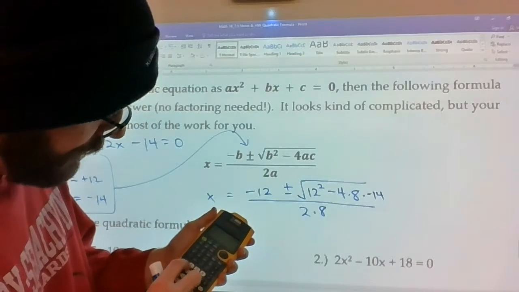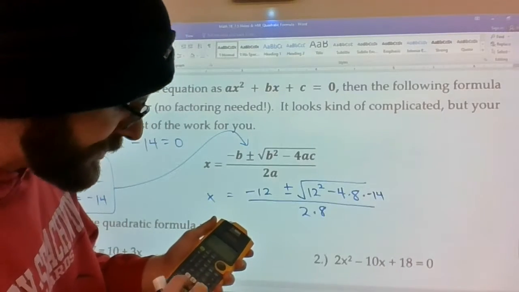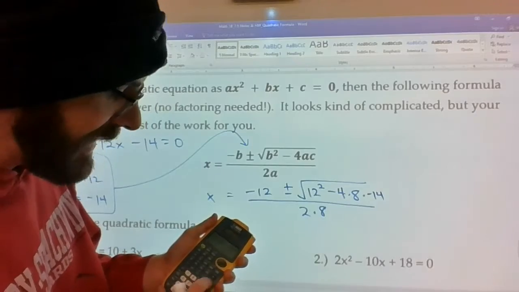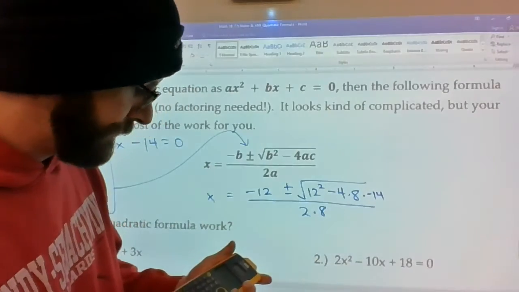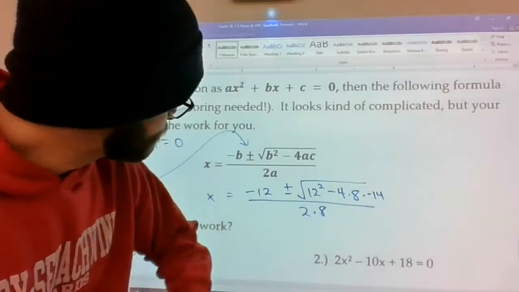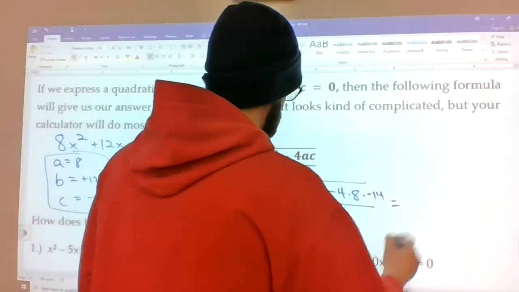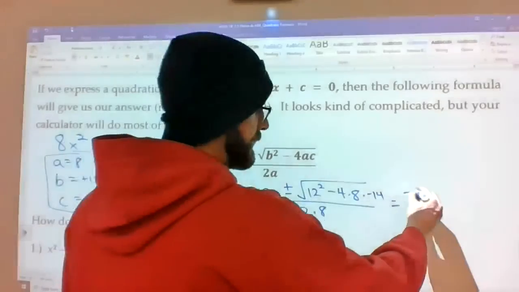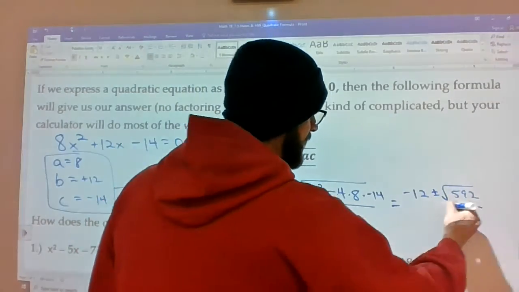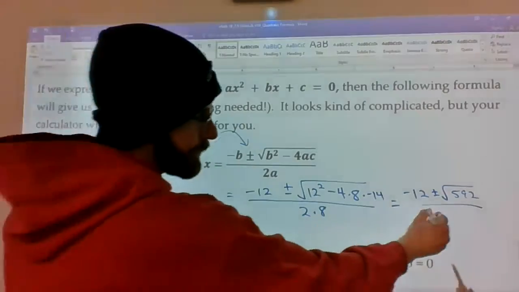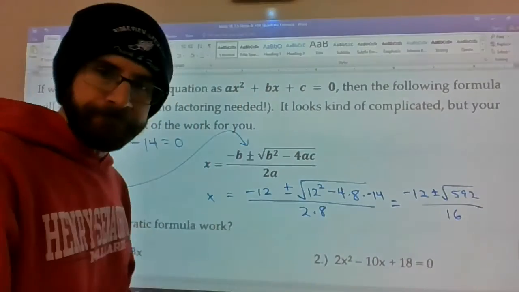What is 12 squared minus 4 times 8 times negative 14? I'm computing the inside here now. It's 592. So my two answers are going to be negative 12 plus or minus the square root of 592, and then you divide the whole thing by 2 times 8, which is 16. Okay.